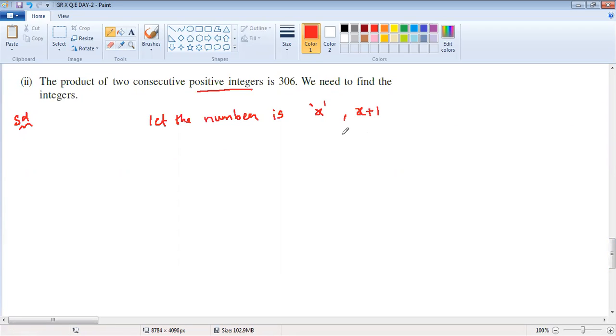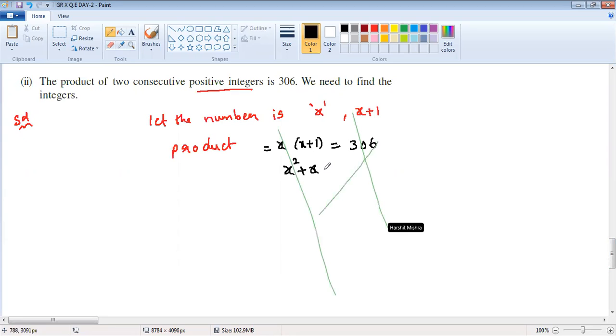Okay, now what are you going to do? The product of two consecutive numbers is x into x plus 1. According to the question, the product is 306. So open the bracket: x square plus x, and 306, carry minus 306, which is equal to 0. x square plus x minus 306 is equal to 0. This is it. Right? Next one.